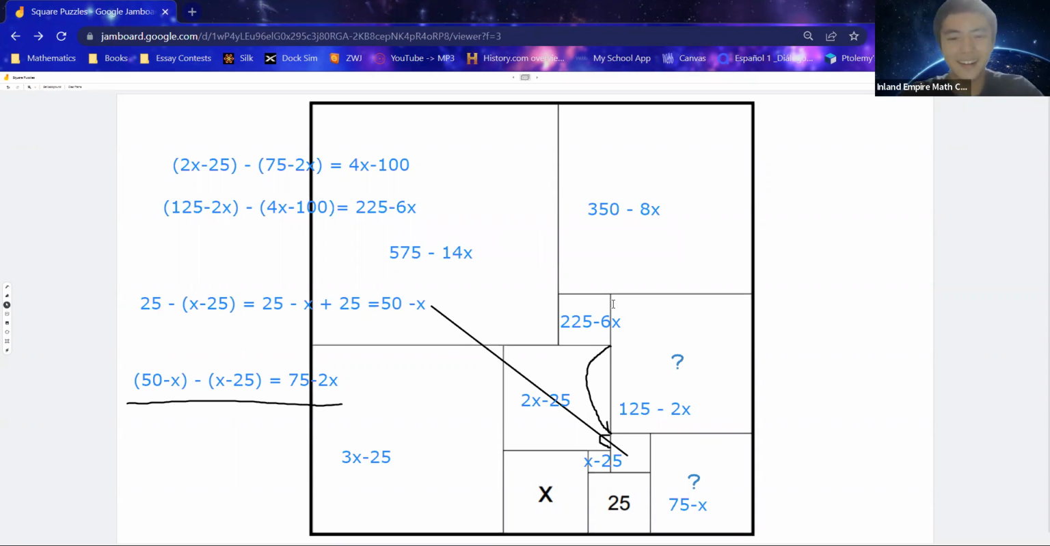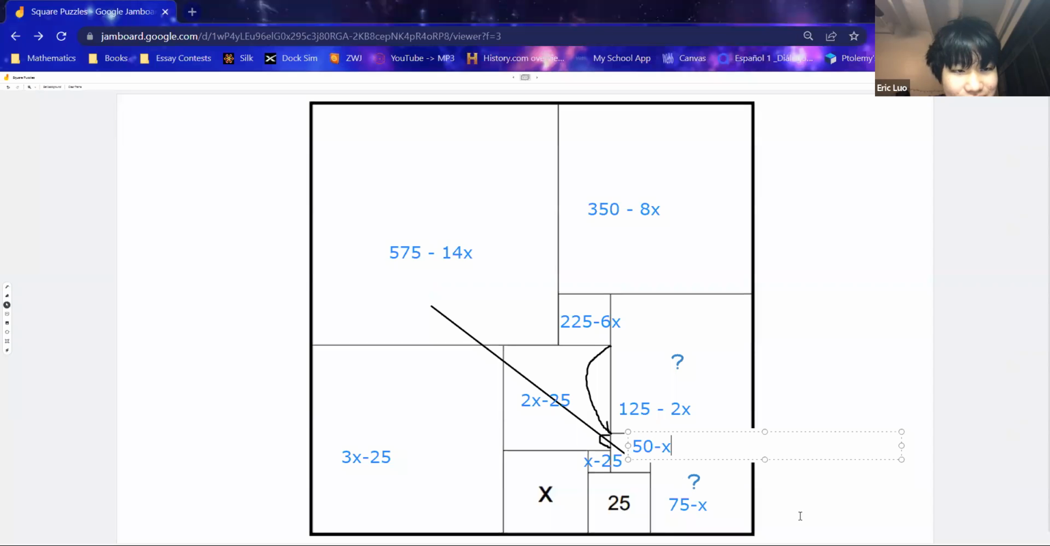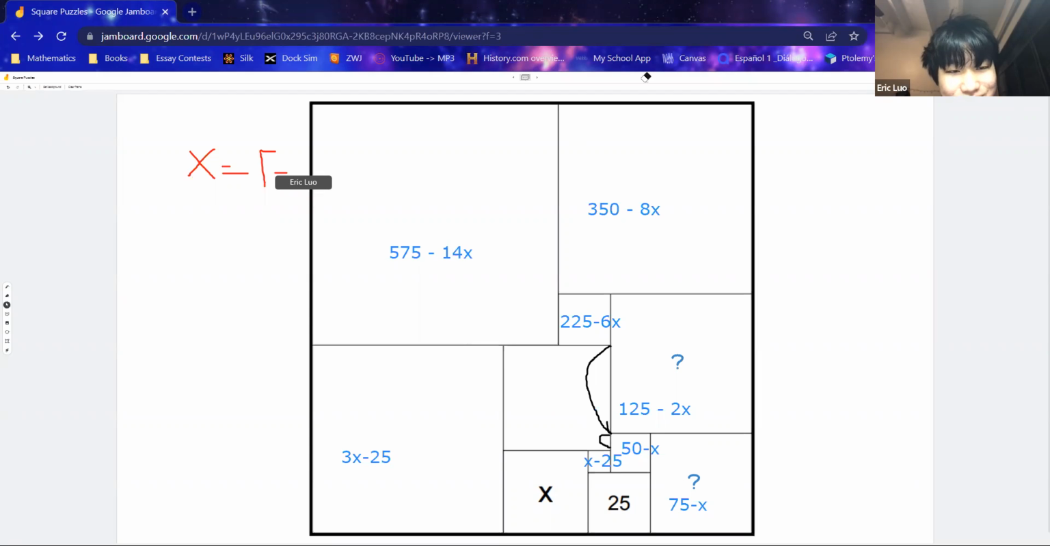All right, so we figured out all the lengths of this square. Now the question is, what is x? X is impossible to solve. Technically speaking, when you're talking about a variable, x can literally be anything, from negative infinity to positive infinity. It can be any number at all.